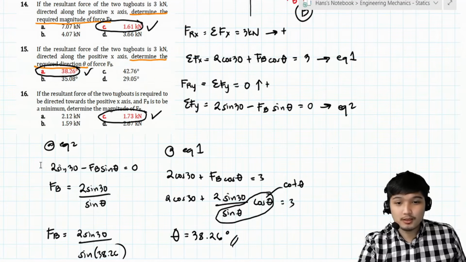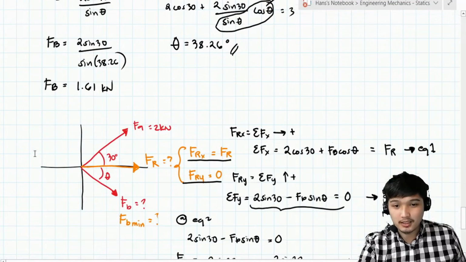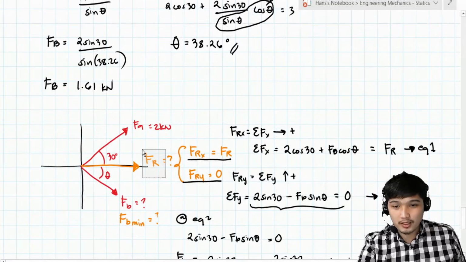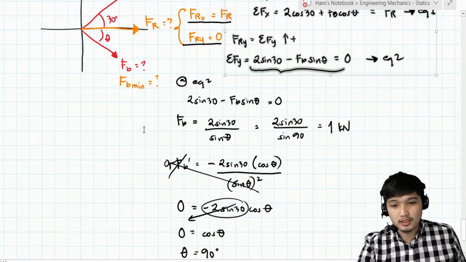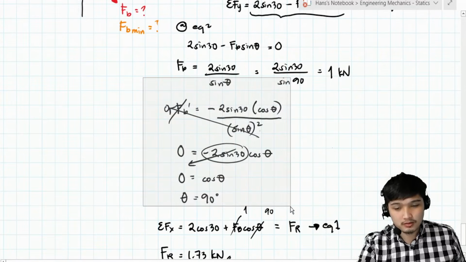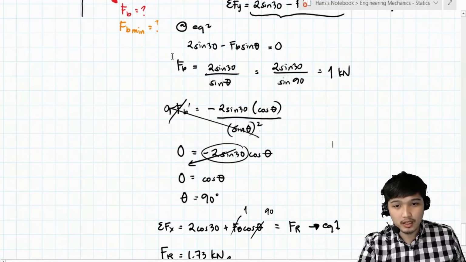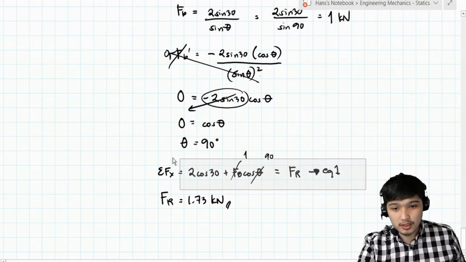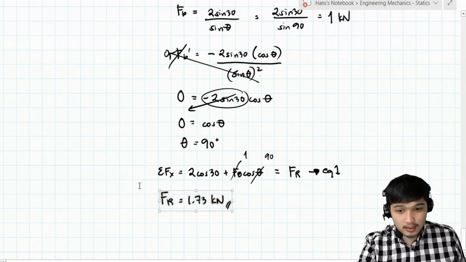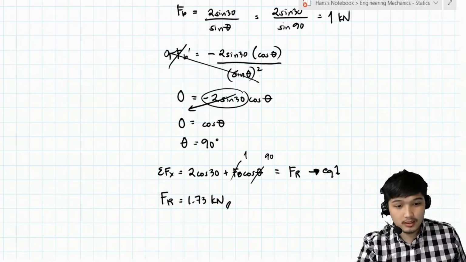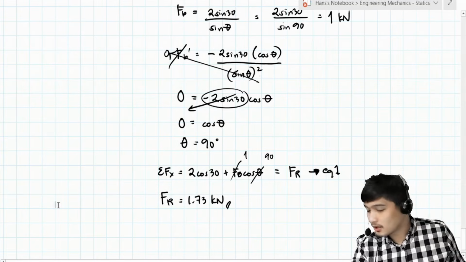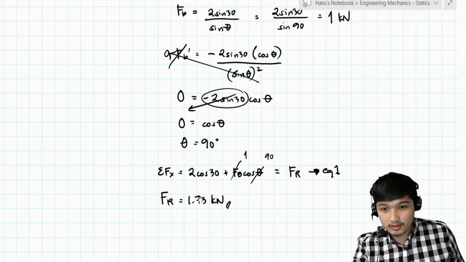Okay, nagets nyo ba, class, yung ginawa natin? Sana nagets mo yan. Wala tayong value ng FR, pero alam natin yung konsepto na to, and we use the same conventional solution. And then, calculus para masolve yung theta na magbibigay ng minimum value ng FB. And then, once we have our FB, palit natin yan sa first equation. Solvable na ngayon ng FR. Okay? So, ayan.